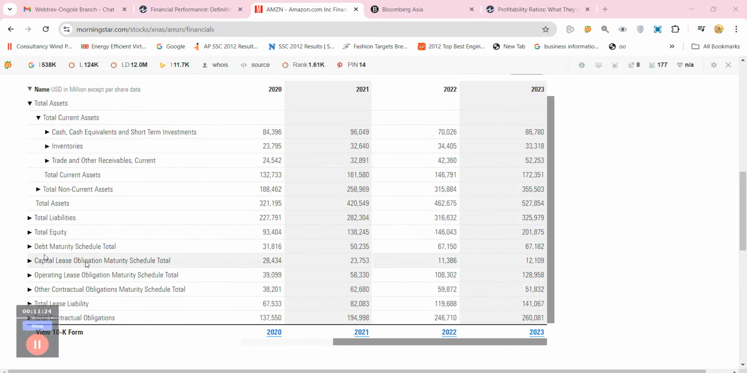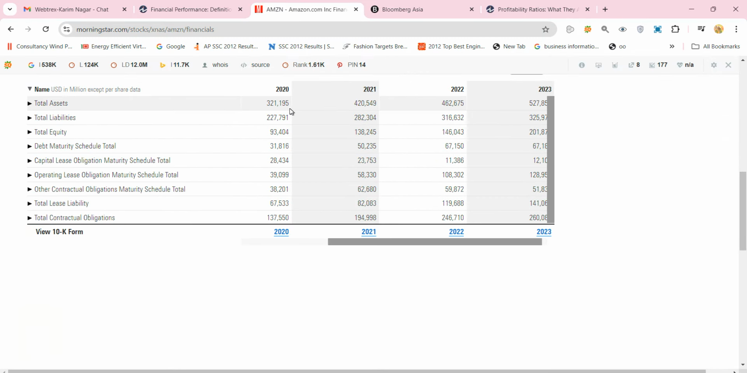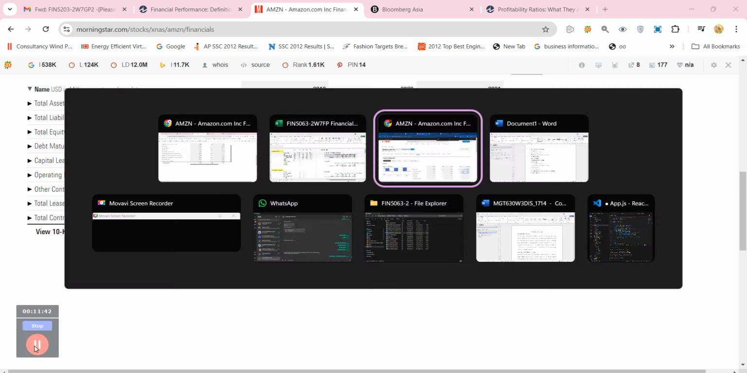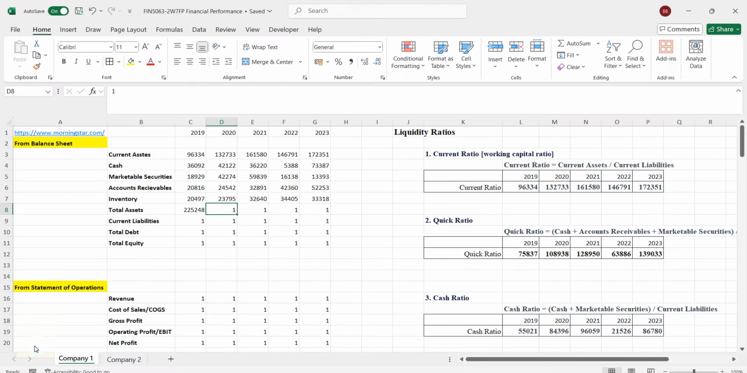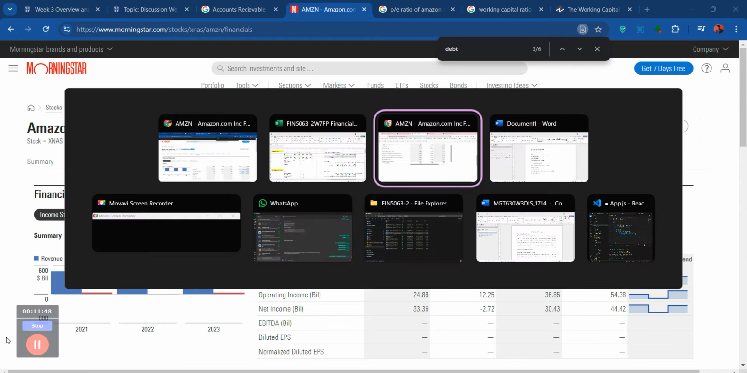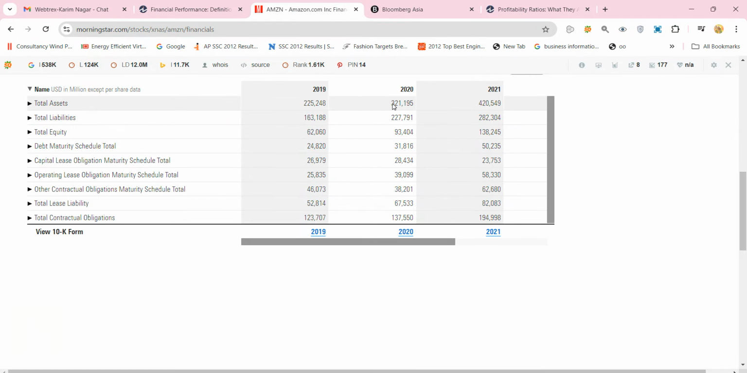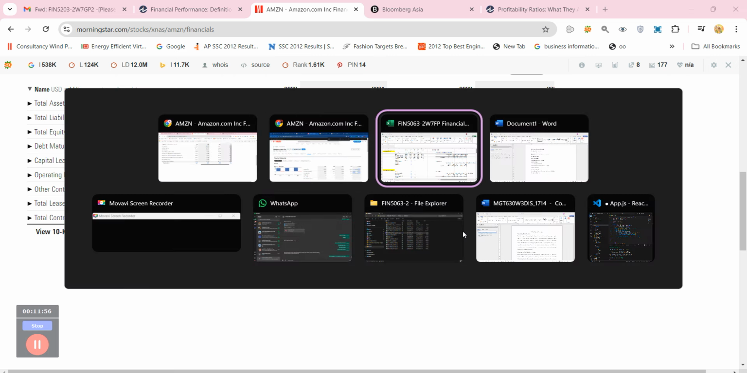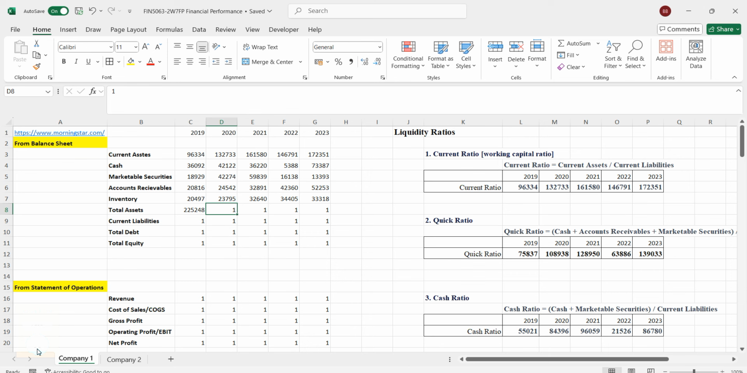Now let us check total assets. For total assets, just click on the total assets symbol here. Total assets is provided here. Just add the total assets values. Let me add them: 225248. I want to add the remaining items too, for 2022 and 2023. 321195. Let me add and come back. Just added all the five values from the sheet that is available.